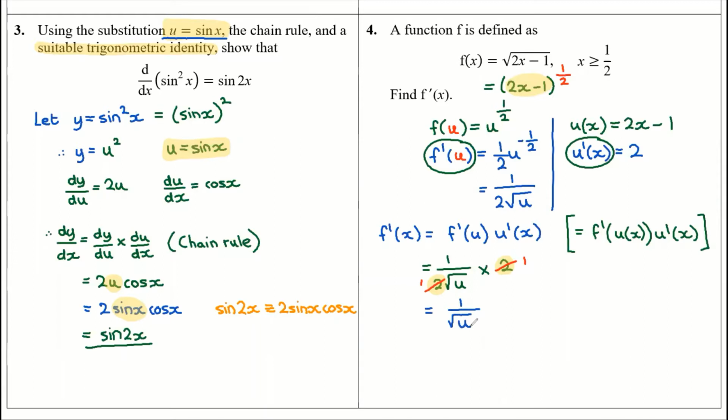Okay, so all we have to do now is substitute our u back in. So this is going to be 1/the square root, and substitute the u back in. So that's going to be 2x subtract 1. Like so. All right. So that concludes the warm-up.